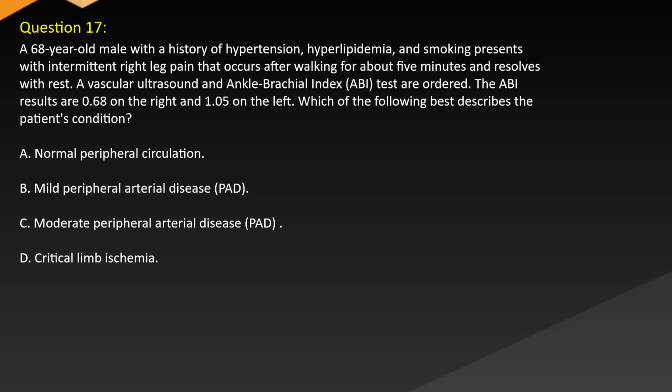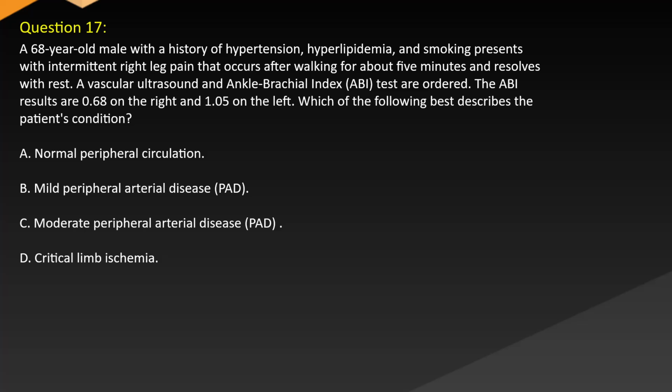Question 17. A 68-year-old male with a history of hypertension, hyperlipidemia, and smoking presents with intermittent right leg pain that occurs after walking for about 5 minutes and resolves with rest. A vascular ultrasound and ankle brachial index (ABI) test are ordered. The ABI results are 0.68 on the right and 1.5 on the left. Which of the following best describes the patient's condition?